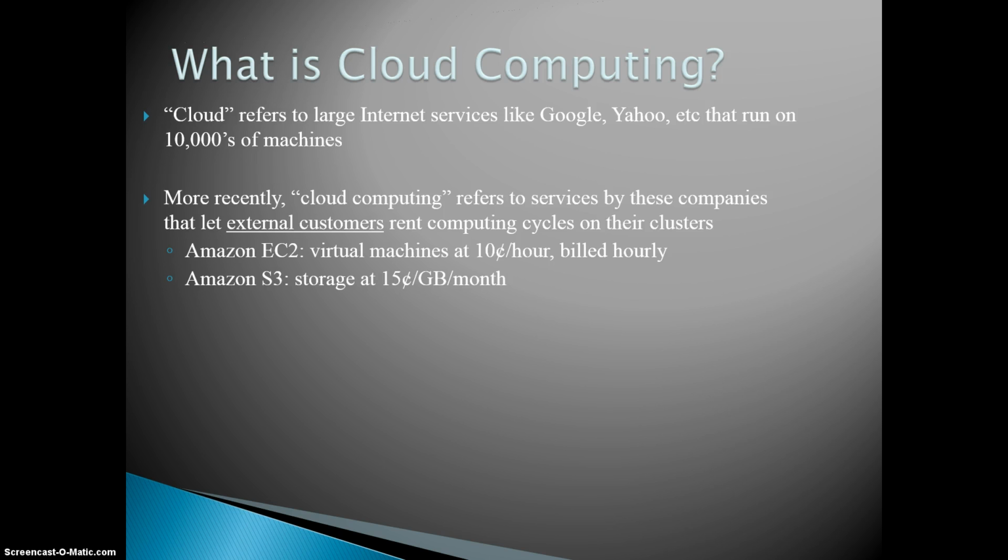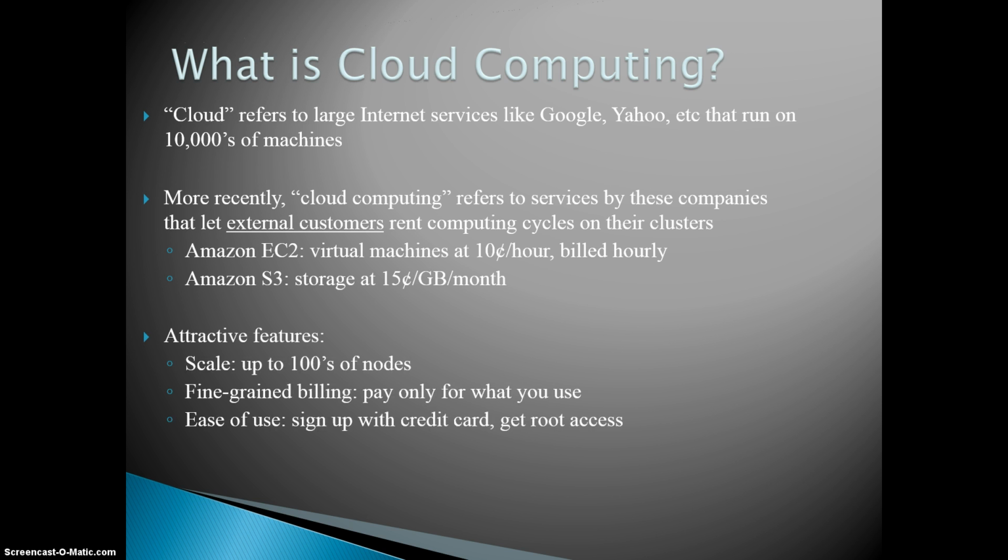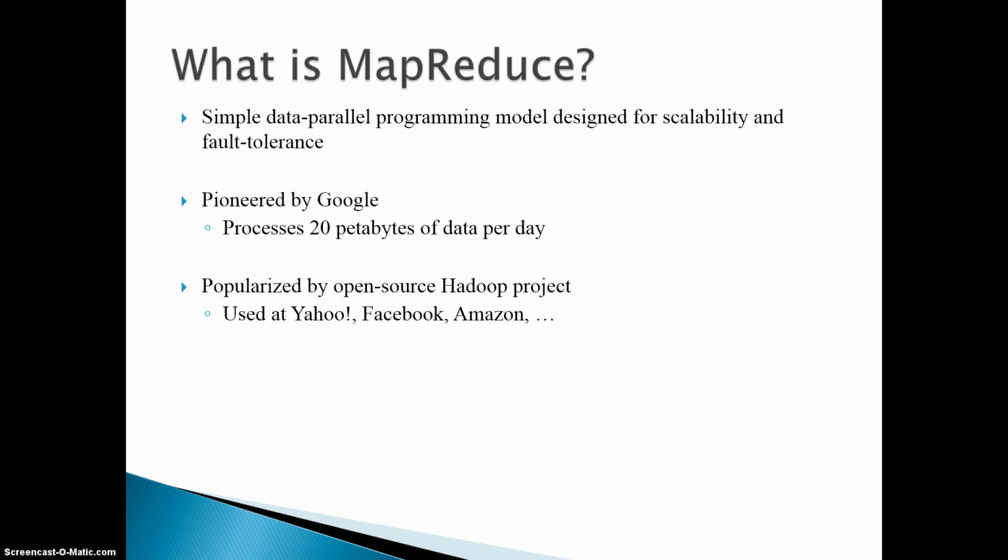Amazon EC2 virtual machines at 10 cents per hour billed hourly. Amazon S3 storage at 15 cents per GB per month. Attractive features are scale up to hundreds of nodes, fine-grained billing, pay only for what you use, and ease of use: sign up with credit card and get root access.